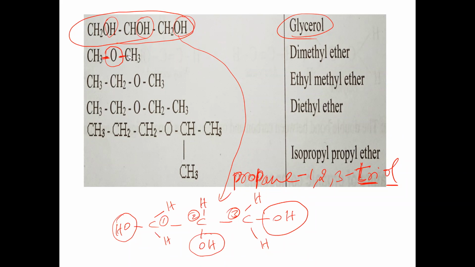CH3 bond O bond CH3 is what? Dimethyl. Totally how many methyl groups are there? 2 methyl groups are there here. 2 methyl groups and ether. That's why it is called dimethyl ether. Is the concept clear?